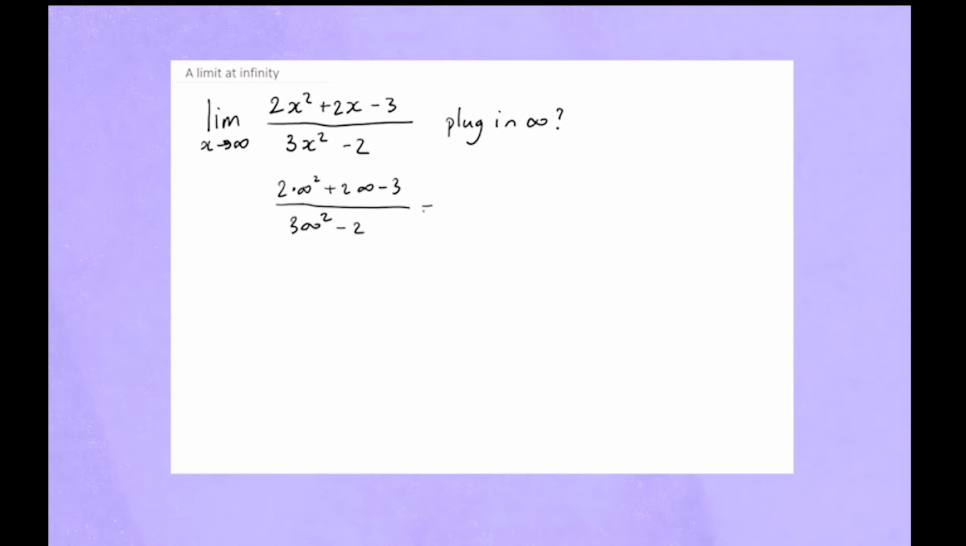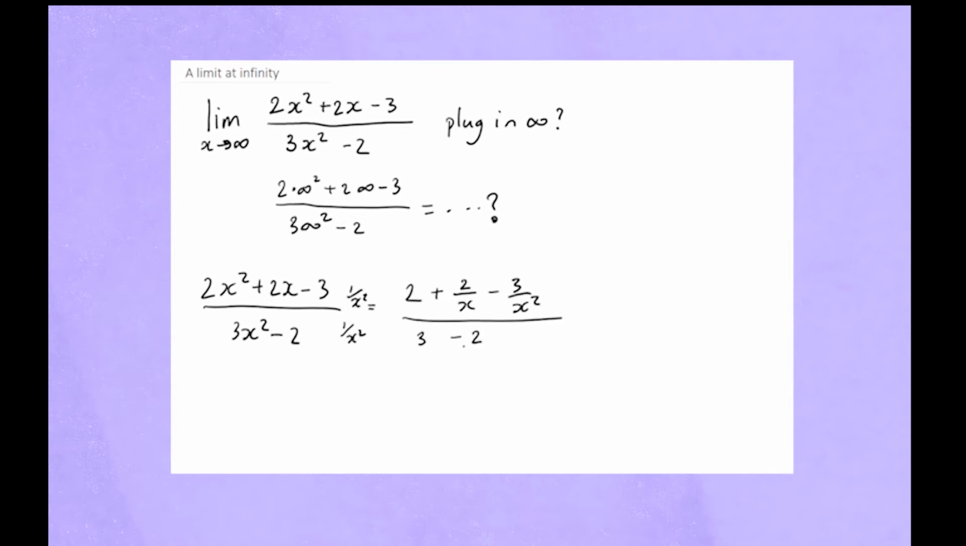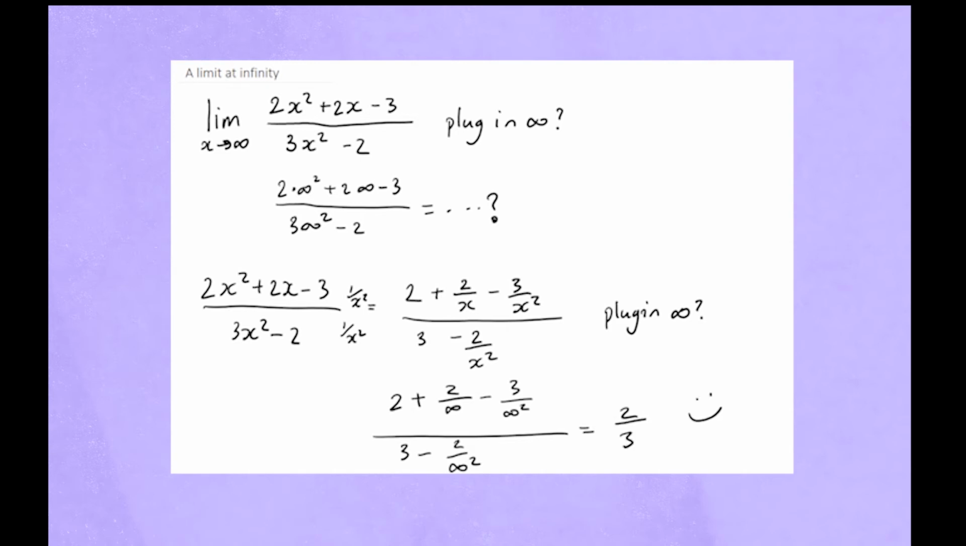So instead, we are going to have to modify this function first by dividing top and bottom by x squared. Our new expression is equal to our old expression, except when x equals 0. So the limit at infinity will be the same. Now, the limit as x approaches infinity can be read off as 2/3. Why does plugging in infinity work now?